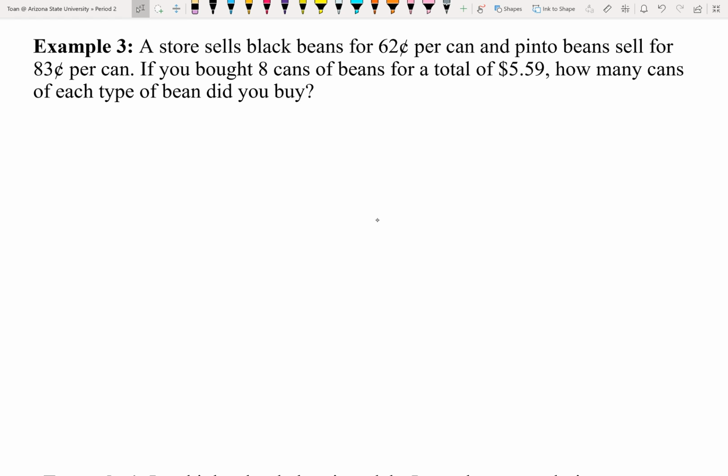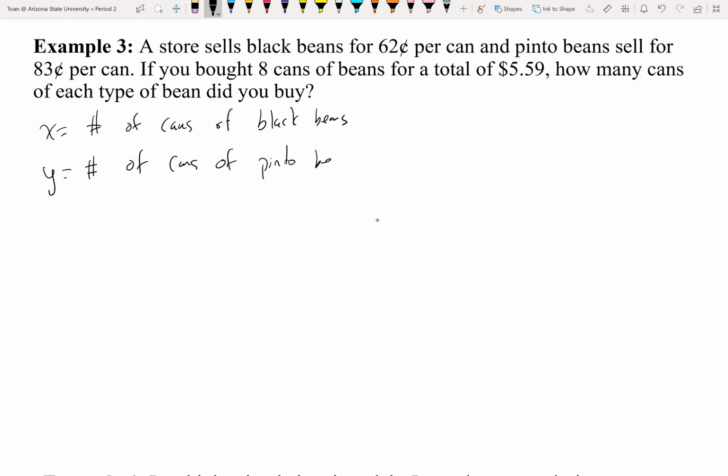Well, what is the question asking? How many cans of each type? So those are going to be my variables. I'm going to let x equal the number of cans of black beans, and let y equal the number of cans of pinto beans.